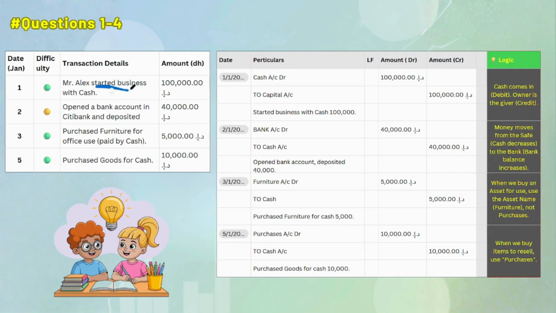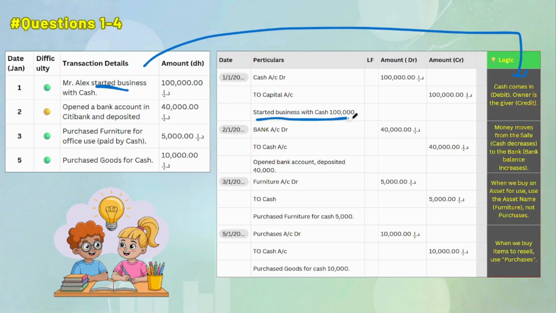On January 1st, Mr. Alex starts the business with $100,000 in cash. Pause. The logic is simple. Cash comes in, so we debit cash. The owner is the giver, so we credit capital.